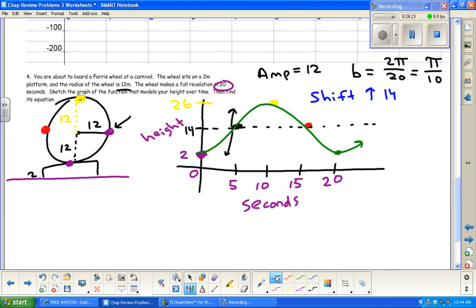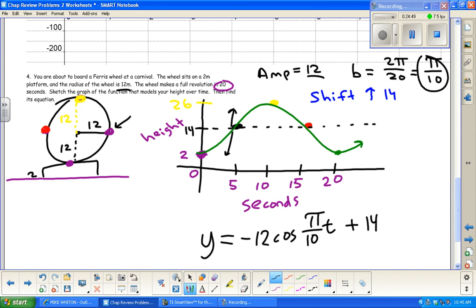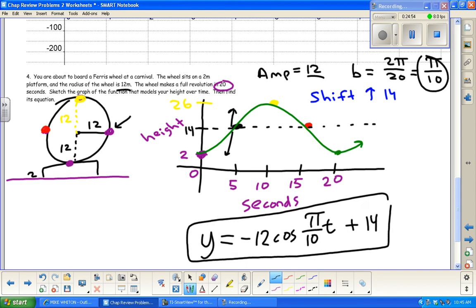So this one's going to be y equals, and for any problem like this, this is actually a negative cosine curve because it starts at the bottom and then goes up, up, down, down. So it's a negative cosine. The amplitude was 12. The b value was pi over 10. Then we throw our variable in, t, and then throw the shift on there, plus 14. There's the equation. And you can check it out, make sure you're in radians, and the table should match up with what we have there.